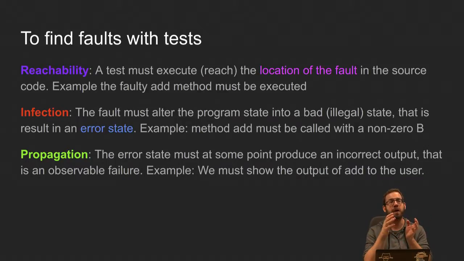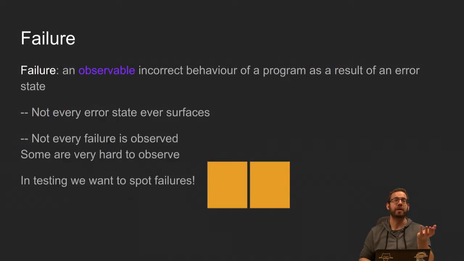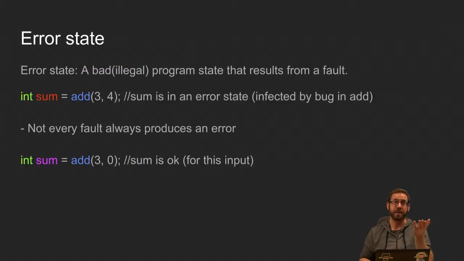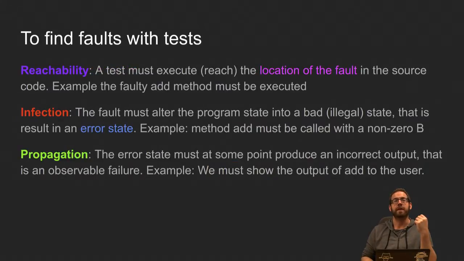Whether a fault results in an error state or not depends on whether it infects the state into an error state. We've already seen an example where it did infect and where it did not infect the state. So the infection is that it must change the program state in some way that is false, or wrong. In this case, we must call the add method with a non-zero value of the variable b.